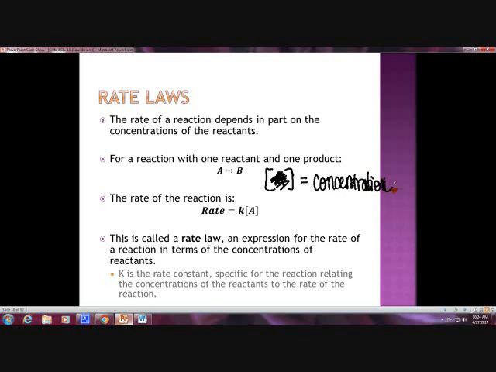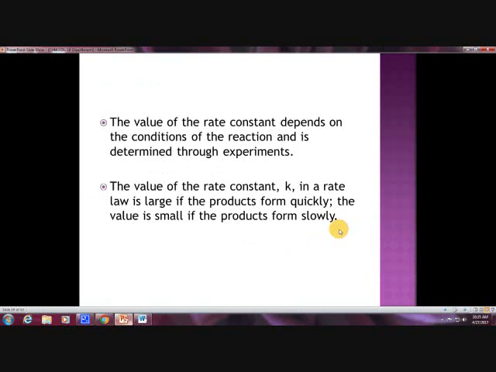Okay, and so normally we're going to use molarity for the concentration, and sometimes you might have to divide it out, if I give you moles and liters, to plug in the number, but sometimes I give it to you because I'm nice. So we have to have concentration to plug in there. We're going to have rate values to plug into the rate sometimes, and we're going to write rate laws for reactions today. The value of the rate constant K depends on the conditions of the reaction and is determined through experiment only, okay? That's a question answer on your packet.